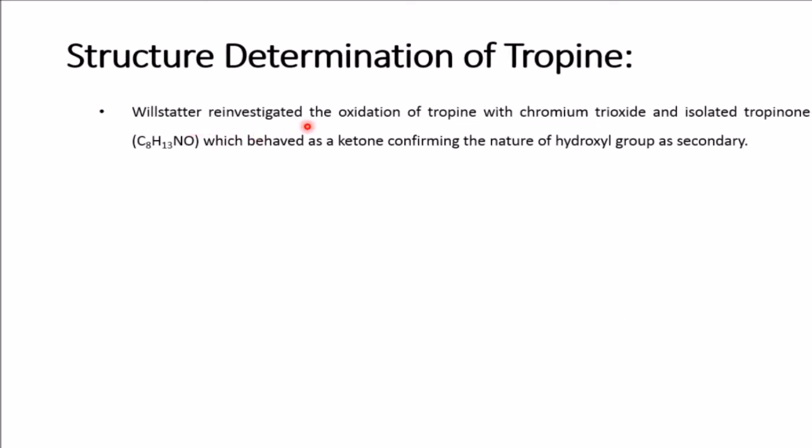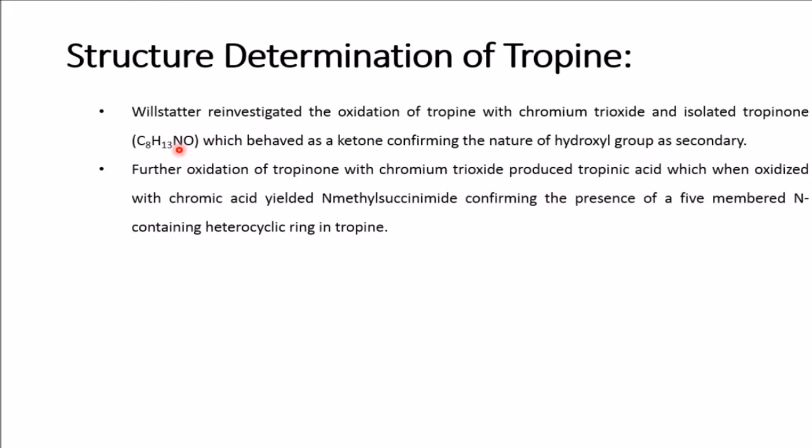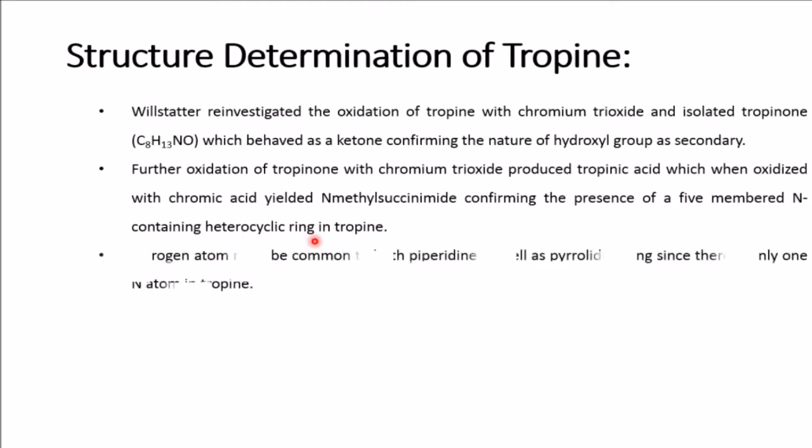Willstatter reinvestigated the oxidation of tropine with chromium trioxide and isolated tropinone, that is the structure C8H13NO, which behaved as a ketone, confirming the nature of the hydroxyl group as a secondary hydroxyl group in this compound. Further oxidation of tropinone with chromium trioxide produced tropinic acid, which when oxidized with chromic acid yielded N-methyl succinimide, confirming the presence of a five-membered nitrogen-containing heterocyclic ring in tropine.